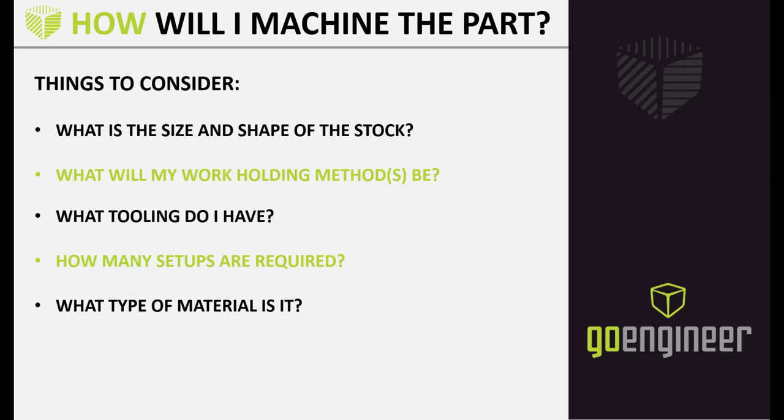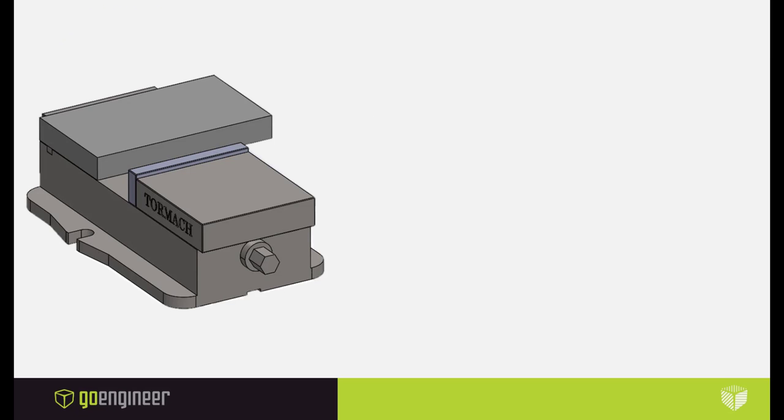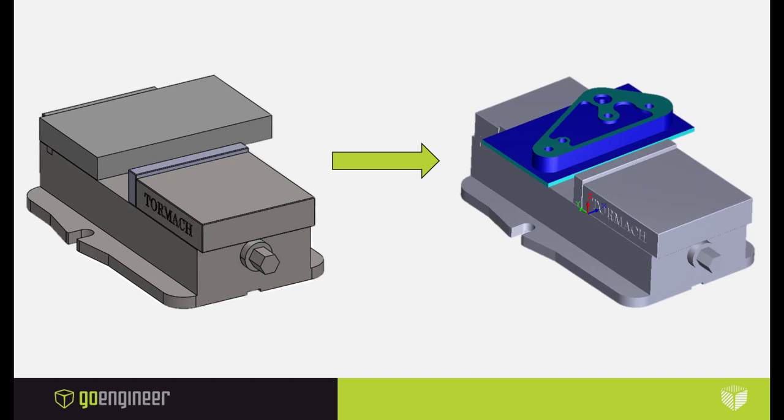The size and shape of the stock determine the possible work holding methods. So you should be thinking about what the stock will look like after the setup has been machined according to the work holding method used. As an example, if we took this part, put it in a vise, and machined the first setup, what would the resulting stock profile look like?